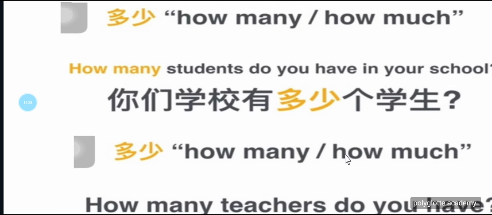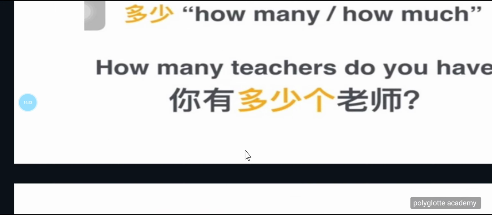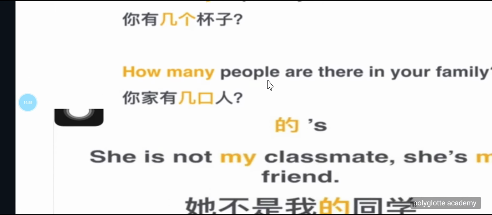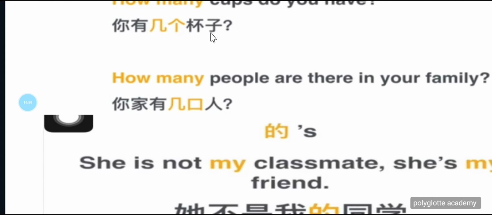For example, in this case we used it here, but in this case we did not use it. 你有多少汉语老师? How many Chinese teachers do you have? 非常好。好，继续, let's move ahead. How many cups do you have? Cups are less than 10. 你家有几个人? How many people are there in your family?